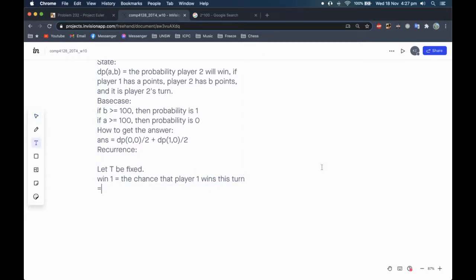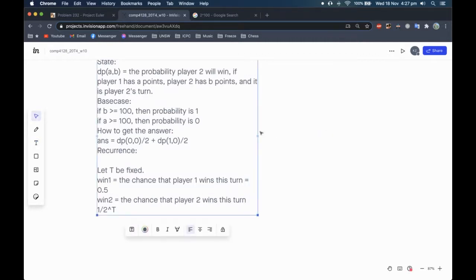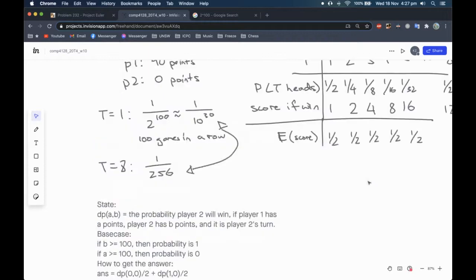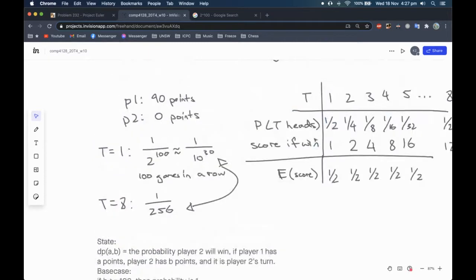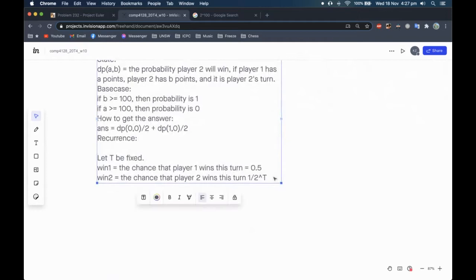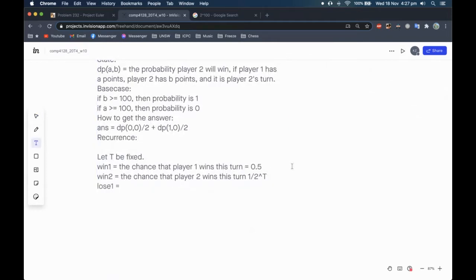Player 1 will win this turn. This is just equal to 0.5. I'll define win2 equals the chance that player 2 wins this turn. This chance is 1 over 2 to the power of t, right? That's just going to be this value over here, the chance that he gets t heads in a row. Then we'll define lose1 equals 1 minus win1, lose2 equals 1 minus win2. This is pretty straightforward. It's basically the chance that player 1 loses and the chance that player 2 loses for that particular t.